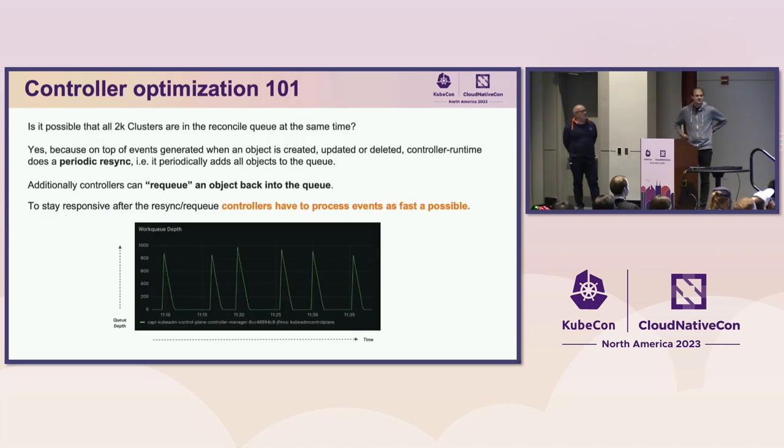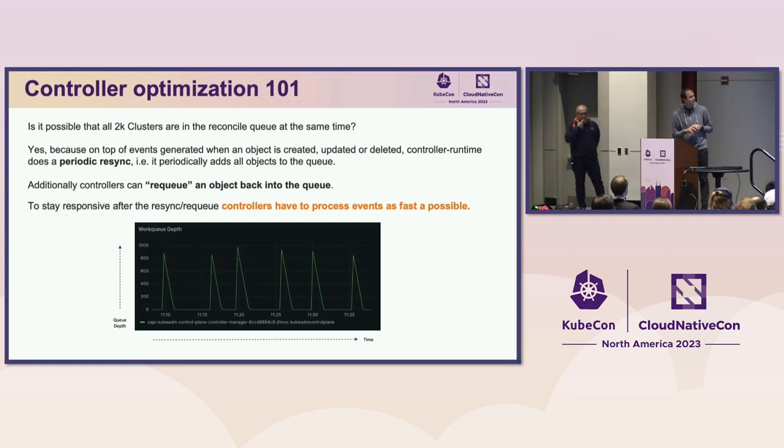So you might ask yourself, is that a realistic scenario that we have all of them at the same time in the queue? The answer is yes, unfortunately, because controller runtime has something called a periodic resync, which essentially means when this resync happens, every single existing object that we have, in this case every single cluster, is getting enqueued in the queue. On top of that, sometimes our reconcile code at the end decides, oh, this cluster is not actually finished, we have to reconcile that one again, and then we use requeue after, which means it just gets added back in the queue.